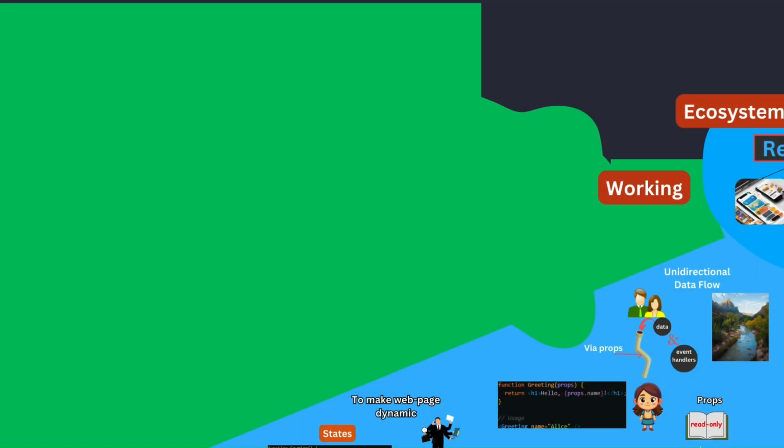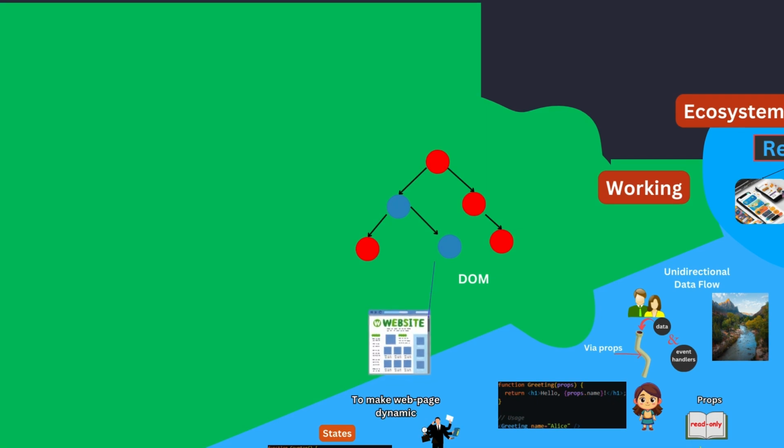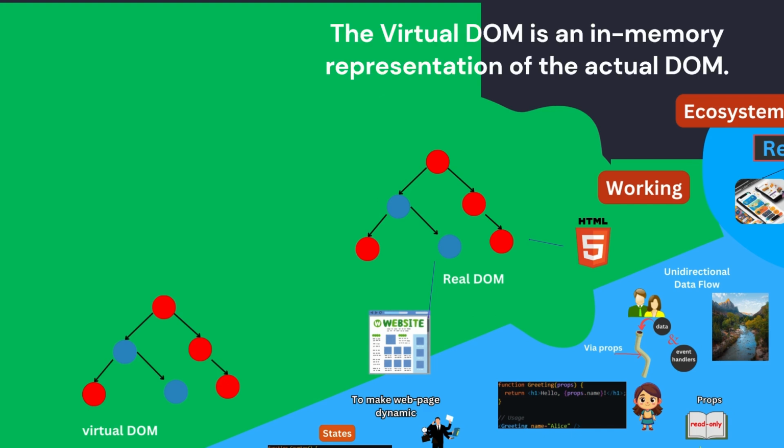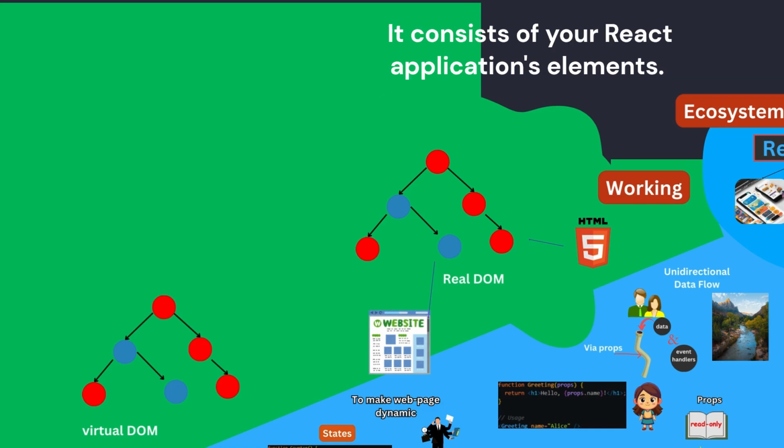But how does all of this work under the hood? To understand this, we need to understand what the DOM, Document Object Model, is. The DOM represents what you see on your screen when you open a website, expressed through the markup language HTML. Then we have the virtual DOM, or VDOM, which is a core concept of React. The virtual DOM is an in-memory representation of the actual DOM. It consists of your React application's elements.